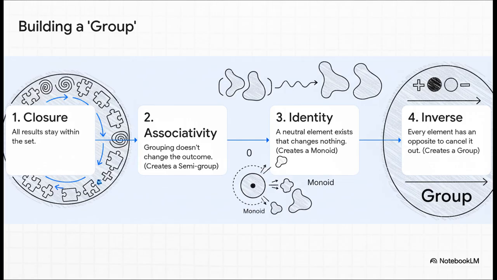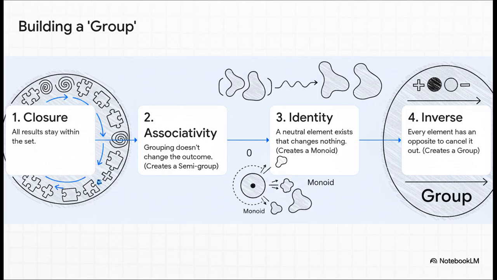If you add 2 whole numbers, you always get another whole number, right? You never leave the set. Rule 2, associativity. The way you group the numbers doesn't change the final answer. Now we're up to what's called a semigroup. Okay, rule 3, identity. There's a special element like 0 that doesn't change anything when you add it. Add that rule in, and now you've got a monoid.